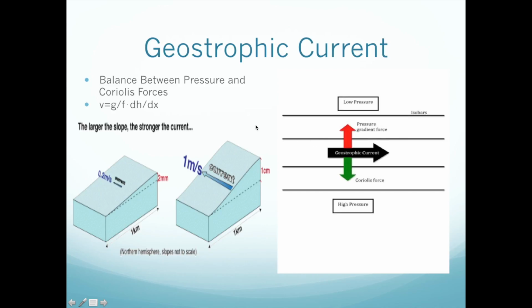The velocity of the current can be taken from this force. By multiplying the difference of gravity in the Coriolis parameter by the pressure gradient, we can obtain the velocity of the current. The direction of the current is perpendicular to the slope, and as you can see from the pictures, the larger the slope, the stronger the current will be.